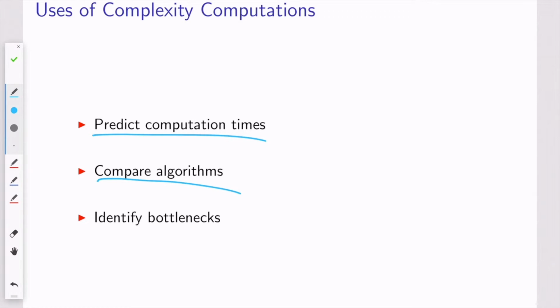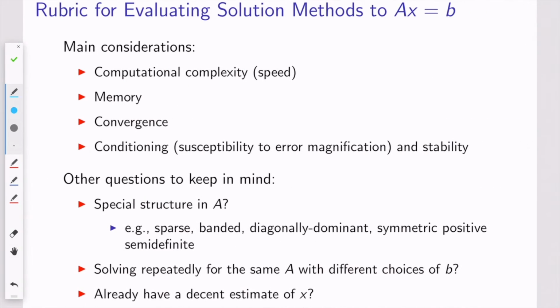It's good for comparing algorithms, right? If one algorithm is n squared and the other's n cubed, one of those things requires fewer operations. And if your code is running slowly for some problem that you're solving, thinking about the complexity can help you identify bottlenecks in your code. Which part of your code is making things take so long?